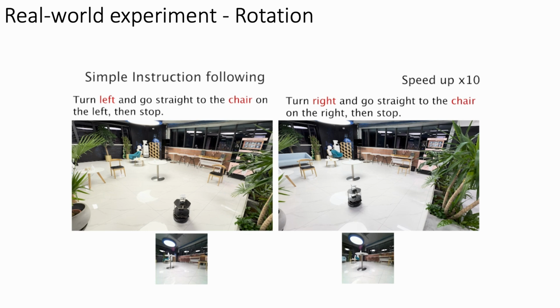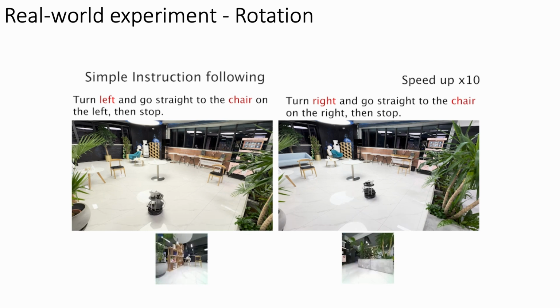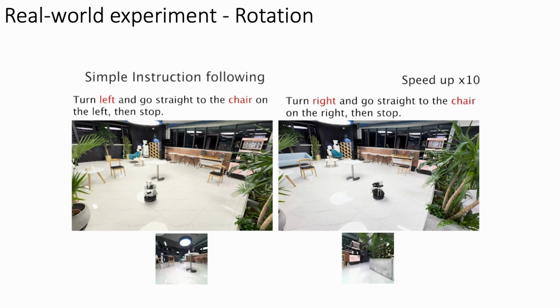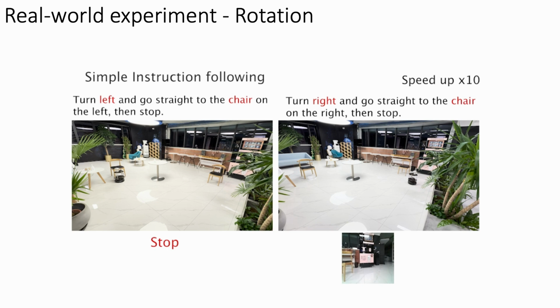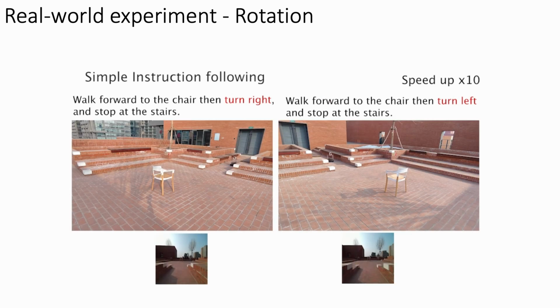This example is more complex. The instructions require the robot to first rotate and then go to the chair. Therefore, NaVid needs to understand the sequence of actions. Through this experiment, we found that NaVid can understand the order of instructions, distinguish the direction of rotation, and identify the actual target object. We also deploy the TurtleBot to an outdoor environment.